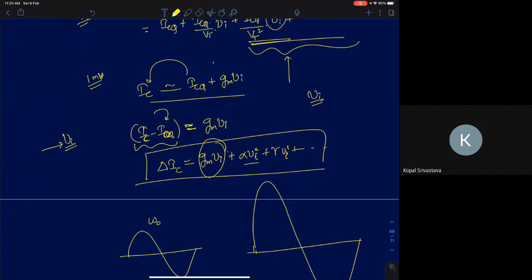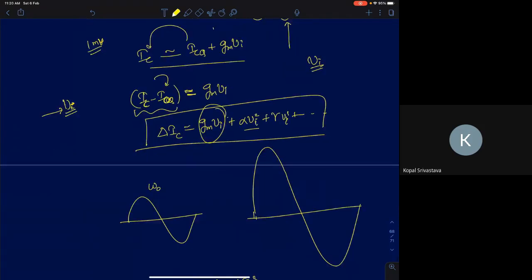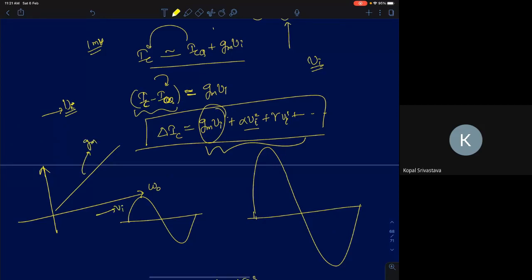What happens as your input signal starts increasing? The incremental model fails, and not only that, look at the large signal picture itself. You get distortion. Look at the first term. I'll draw the first term. If I increase my input signal, the first term increases with a slope of gm, proportional to gm. I'm plotting delta IC versus VI, not IC but delta IC, the signal part of the current. This is the gm VI term.